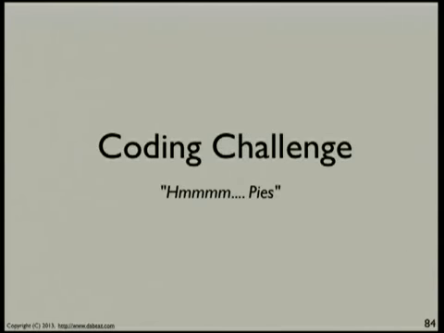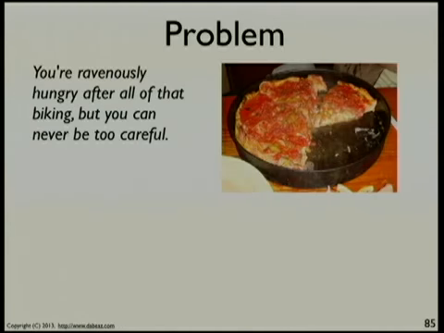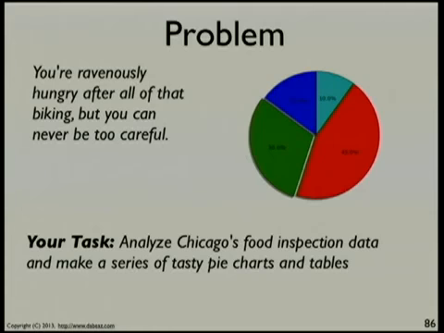So the final thing we're going to do here, let me see how we're doing on time. Pies. Chicago theme. Got to have pizza. So the problem here, very hungry after all that biking on the potholes. But food safety is nothing to mess around with, right? You don't want to get food poisoning or anything like that. So what we're going to do is analyze the Chicago Food Inspection Health Department database of restaurant and grocery store inspections.